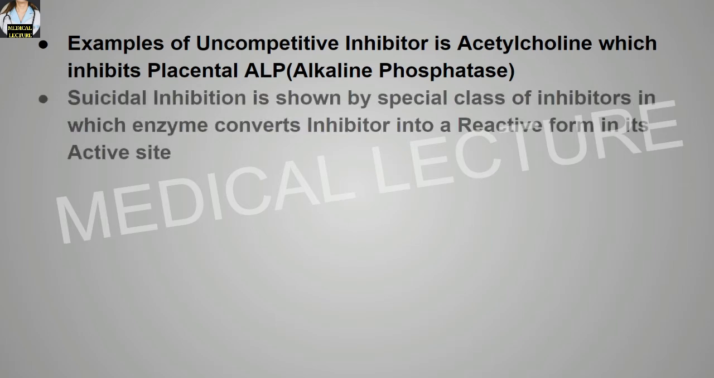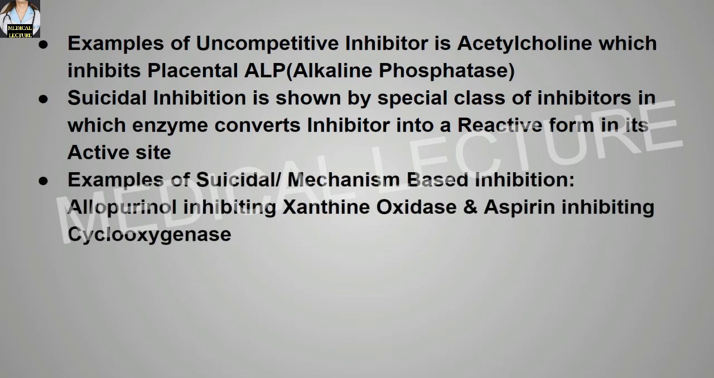Suicidal inhibition. Now this suicidal inhibition is shown by a special class of inhibitors in which the enzyme converts the inhibitor into a reactive form in its active site. Examples of the suicidal or mechanism based inhibition are allopurinol, which inhibits the xanthine oxidase, and aspirin, which inhibits the cyclooxygenase.